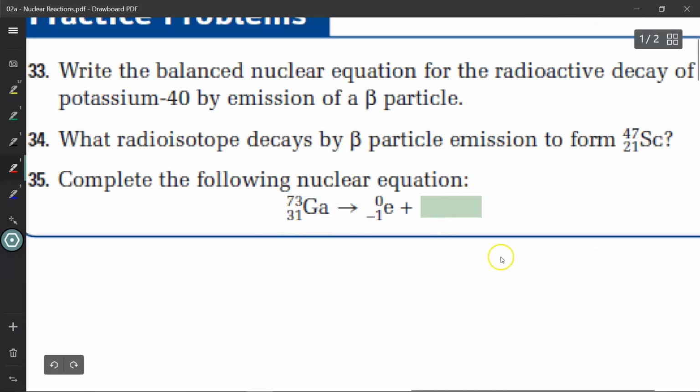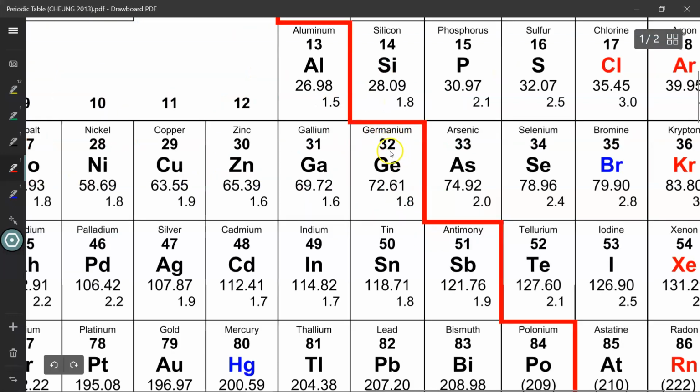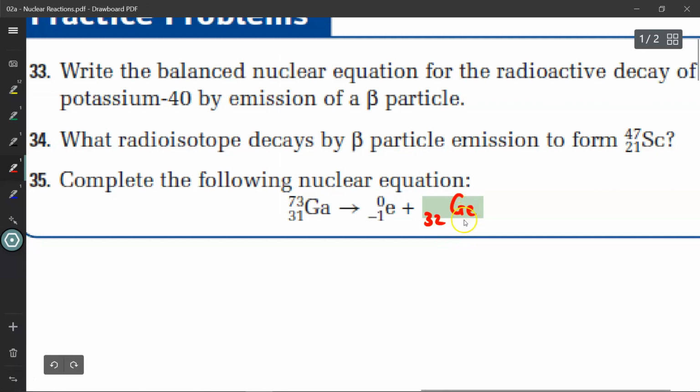So let's try this example out. Press pause. When you're ready, press play. Alright, so I have a 31 on this side and a -1 on this side. That means my atomic number must be 32. Germanium has an atomic number of 32, so we write the symbol for germanium, Ge. Now the mass number must add up to 73. Well, it starts with a 0, so this one must also be 73. So during beta decay, gallium will eject an electron, a beta particle, turning into germanium-73.